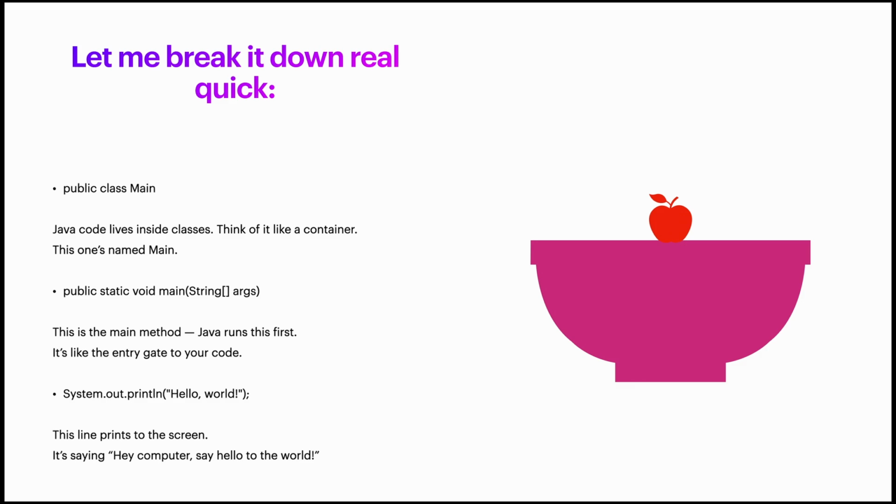Now, the next line of code, public static void main with the arguments String args, is like the apple in the container. So your public class Main is wrapping whatever is going to run in that class. When we get to OOP, you'll see the uses of classes. Next, the meaning of the second line of code is that this is the main method. Java runs this first. It's like the entry gate to your code. Then the next line of code is System.out.println, which I told you before, prints to the screen. It's like saying, hey computer, say hello to the world.